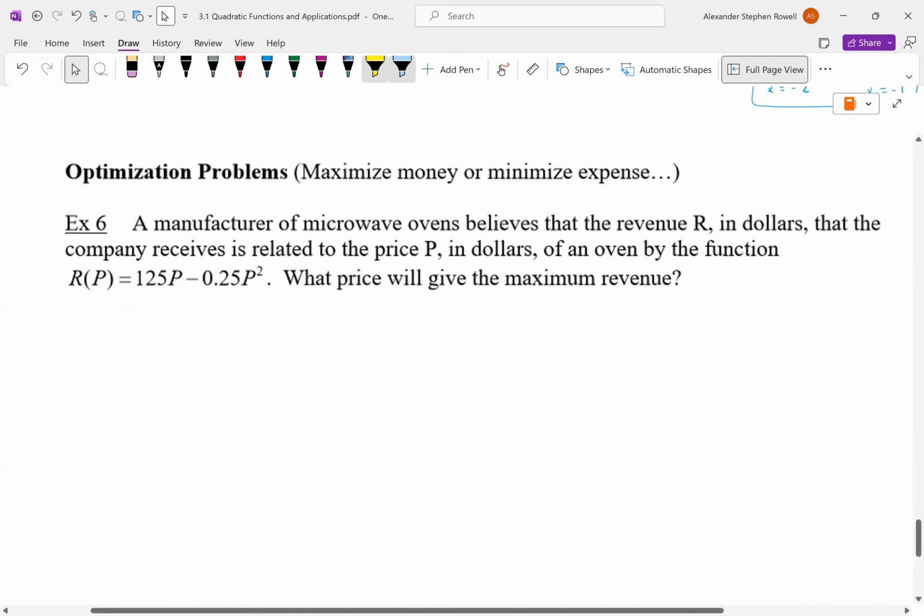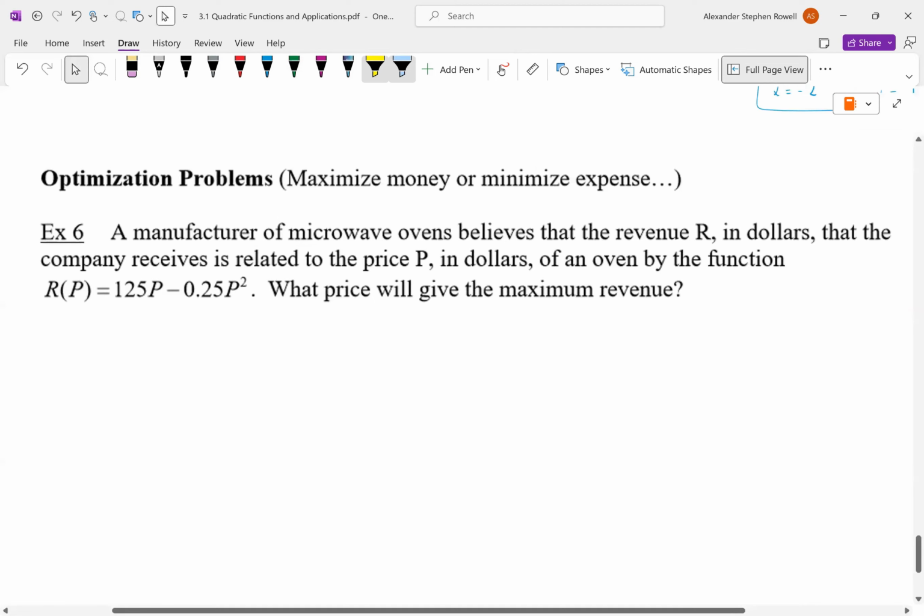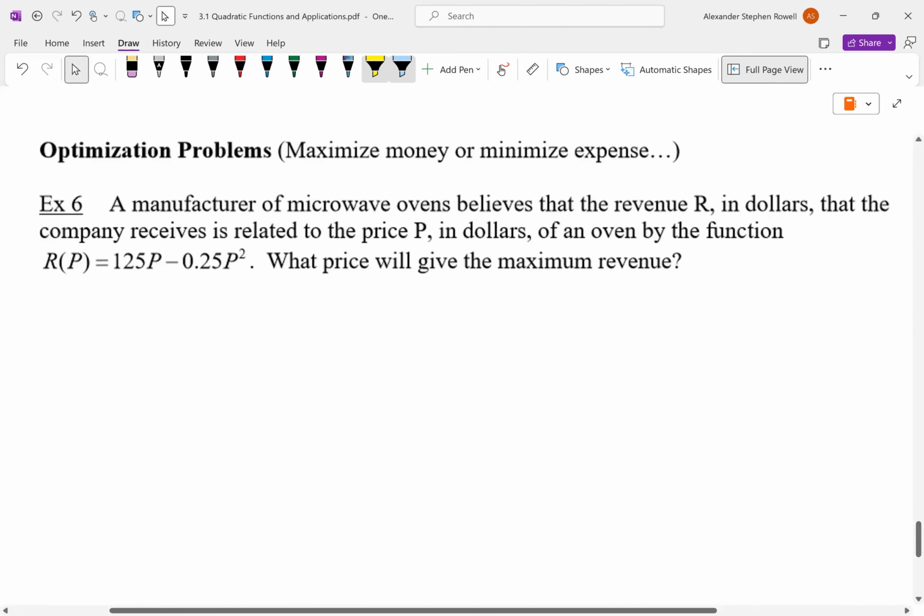All right, let's go to the actual word problems, optimization problems. A manufacturer of microwave ovens believes that the revenue R in dollars that the company receives is related to the price in dollars of an oven by the function R of p is equal to 125p minus a quarter p squared. What price will give the maximum revenue? First off, can you verify that there is a maximum to this parabola? What's A equal to? Whoops. A is equal to the coefficient of p squared, -0.25.